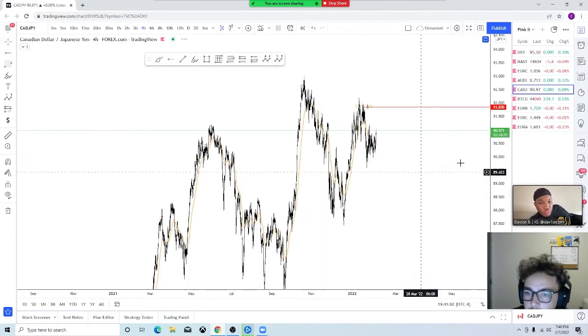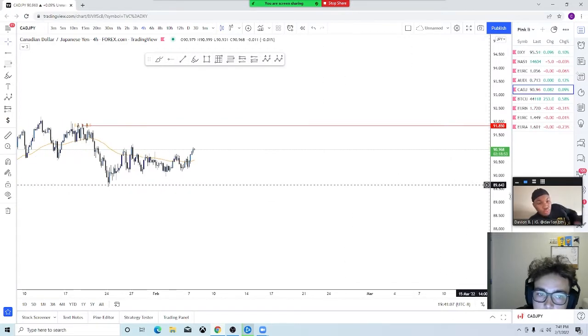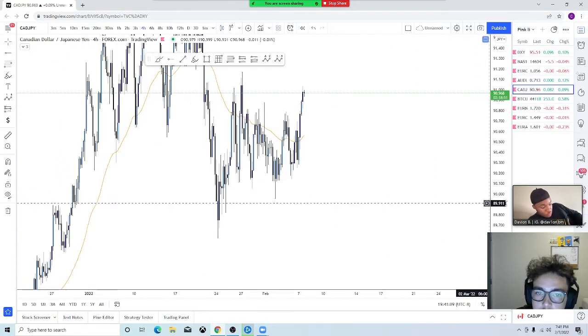But CAD JPY, this is actually a trade that I was looking at earlier, and I'm gonna kind of be mad at this if this does look at it.